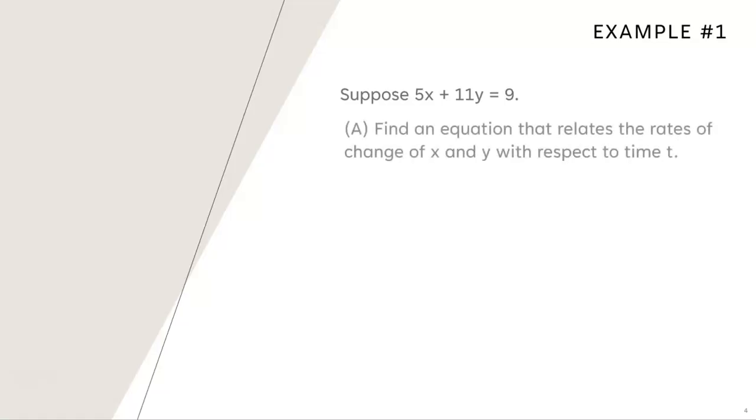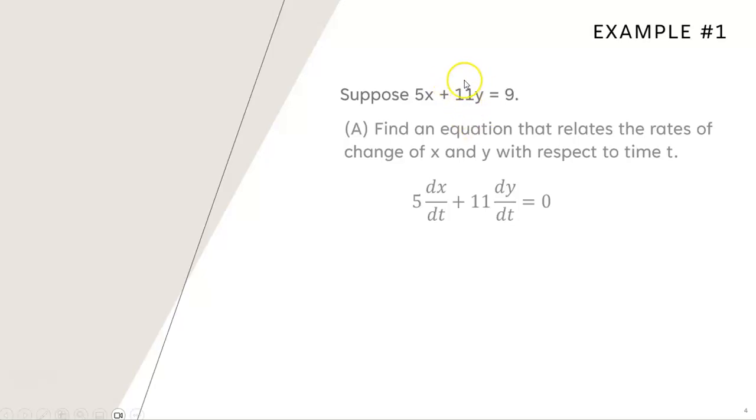So let's start with the simple part about this, just taking the equations flat out. Suppose 5x plus 11y is equal to 9, and we want to find an equation that relates the rates of change of x and y with respect to time t. Well, the derivative of 5x is 5 times dx/dt. That's the rate of change of x with respect to time. It's just how x changes as time changes.